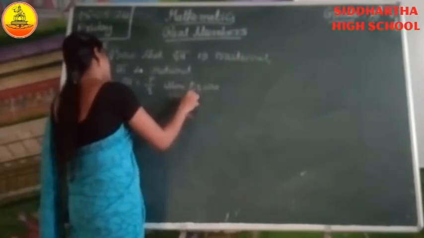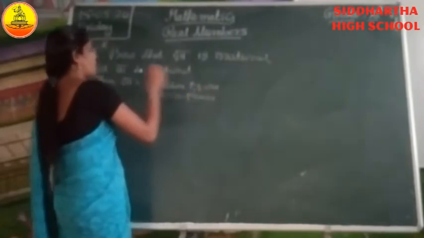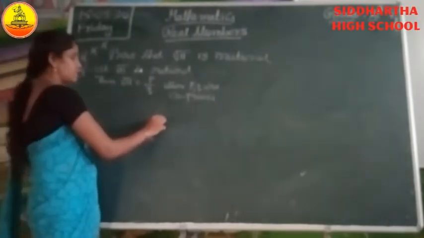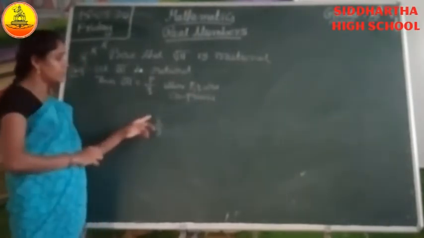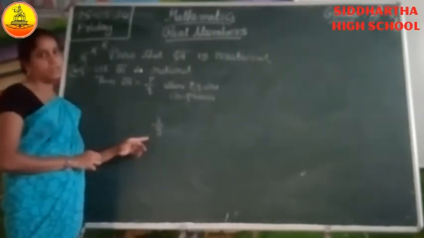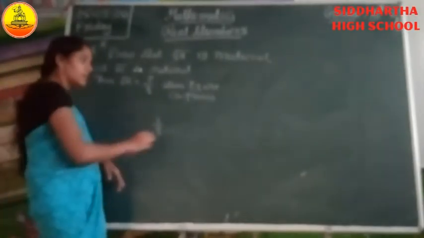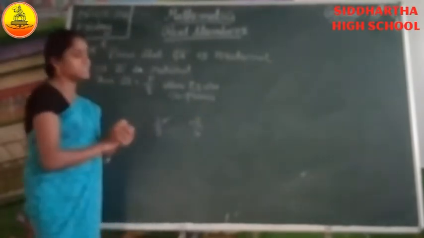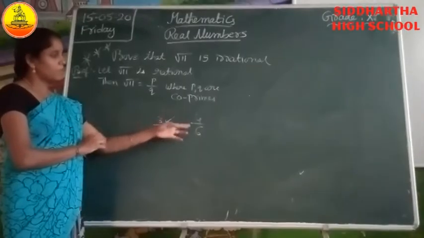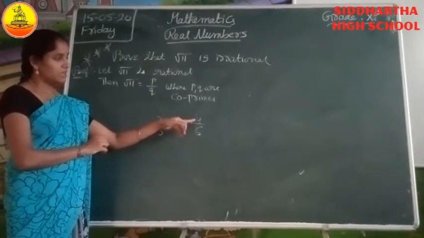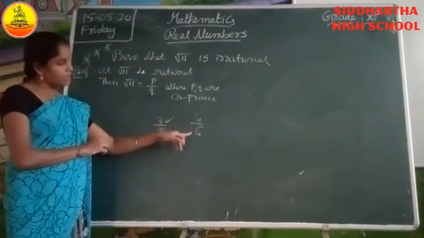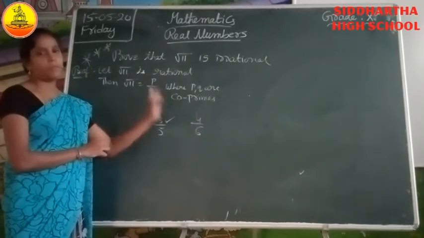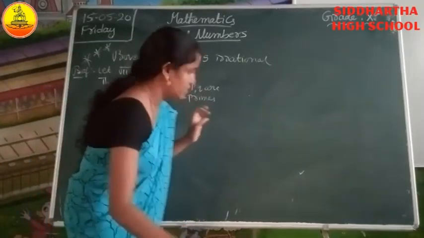What is the meaning of co-primes? Co-primes means they should not be divisible in any table other than 1. For example, you take 3 by 5. 3 and 5 are not divisible in the same table. They are divisible only in one table. If it is such, these are called co-primes. What about 4 by 6? These two are divisible in one table and two tables also. That's why these are not co-primes. Next.